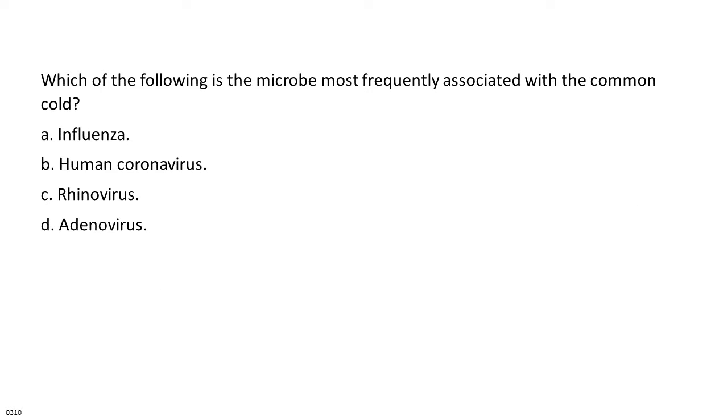Which of the following is the microbe most frequently associated with the common cold? A. Influenza. B. Human coronavirus. C. Rhinovirus. D. Adenovirus.